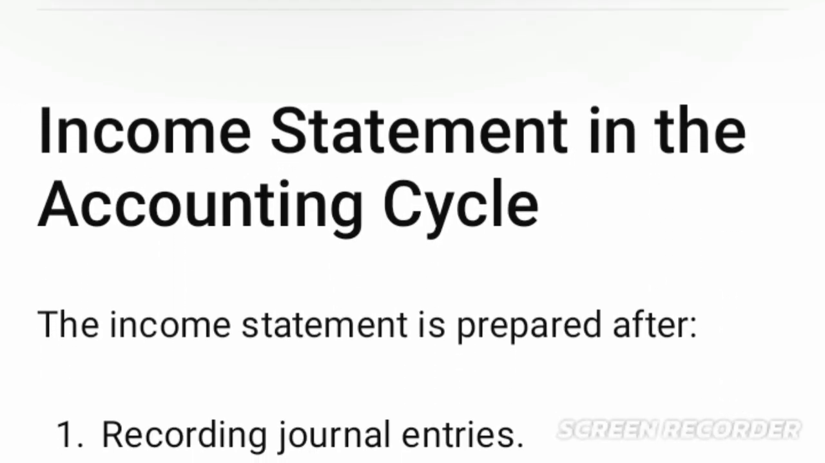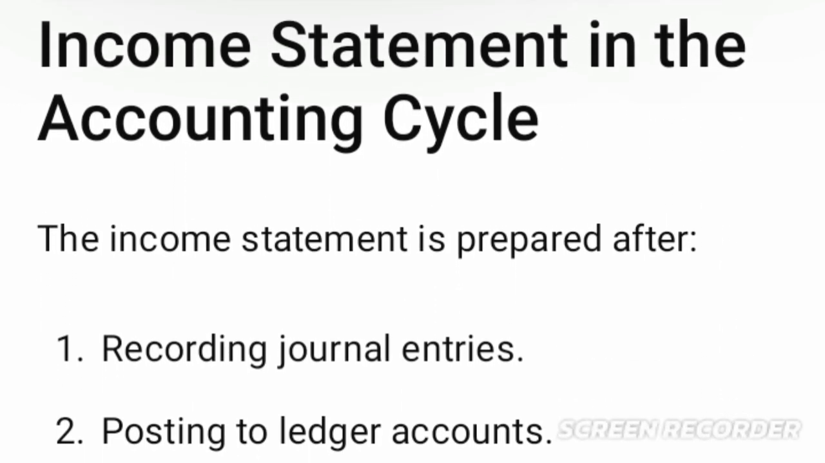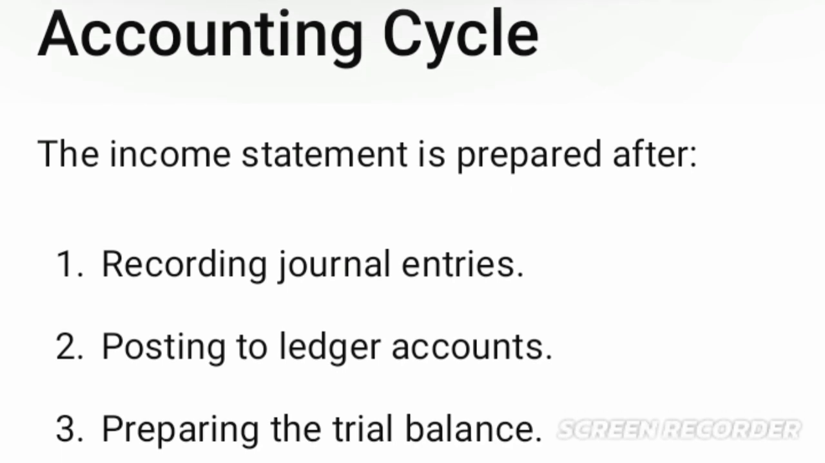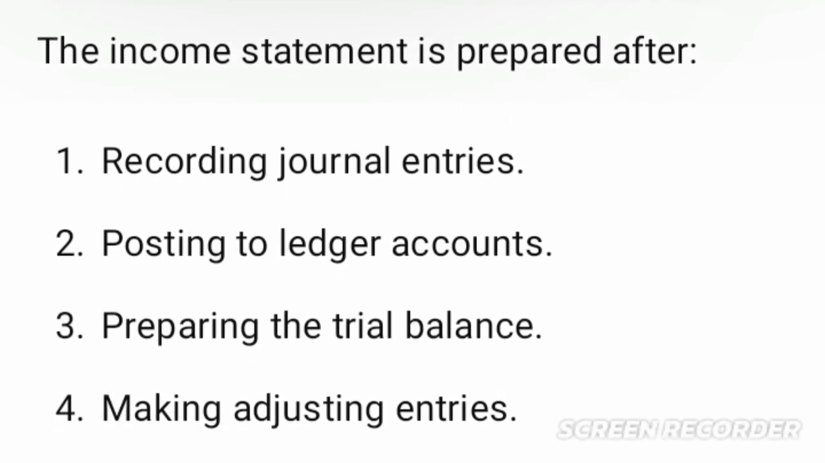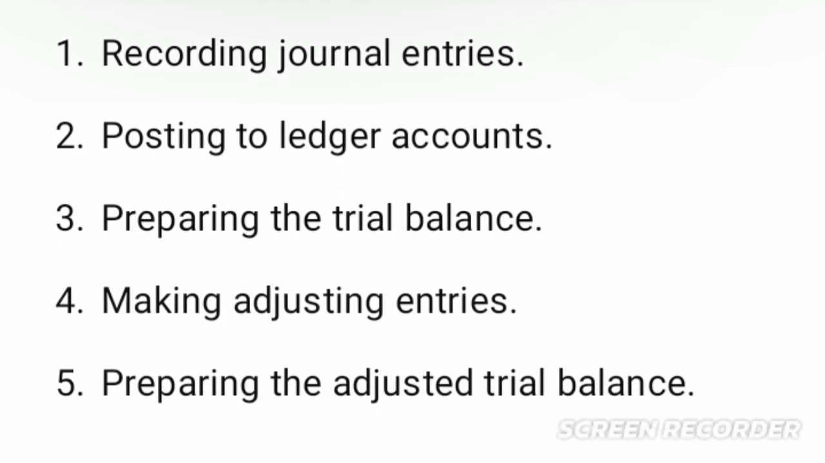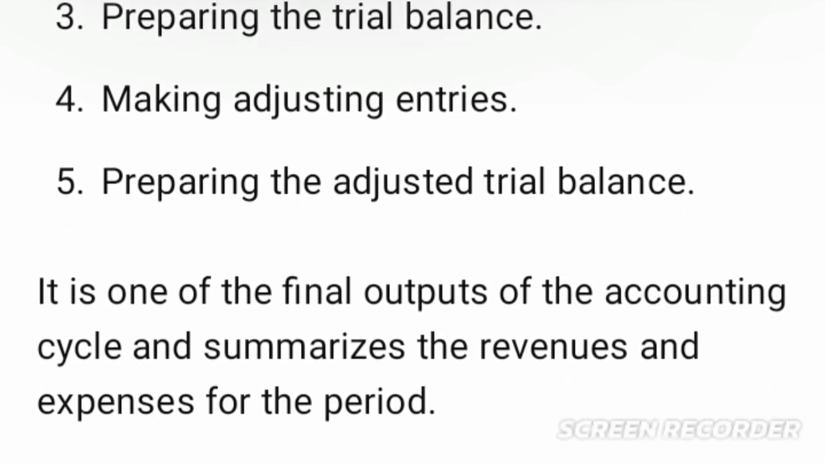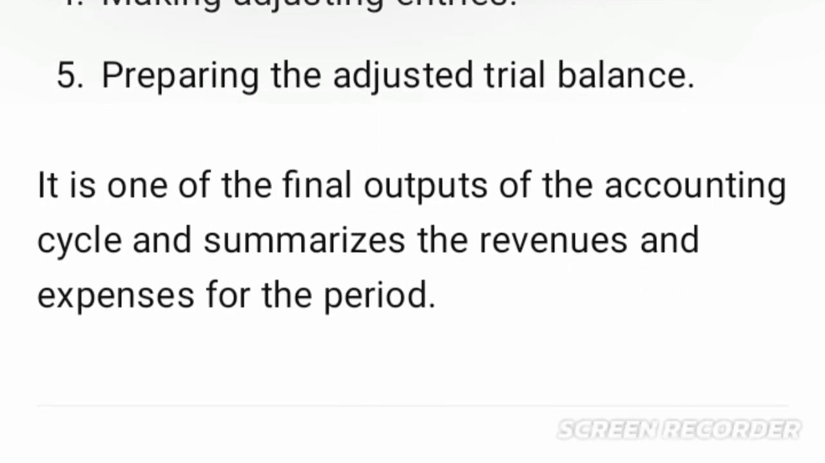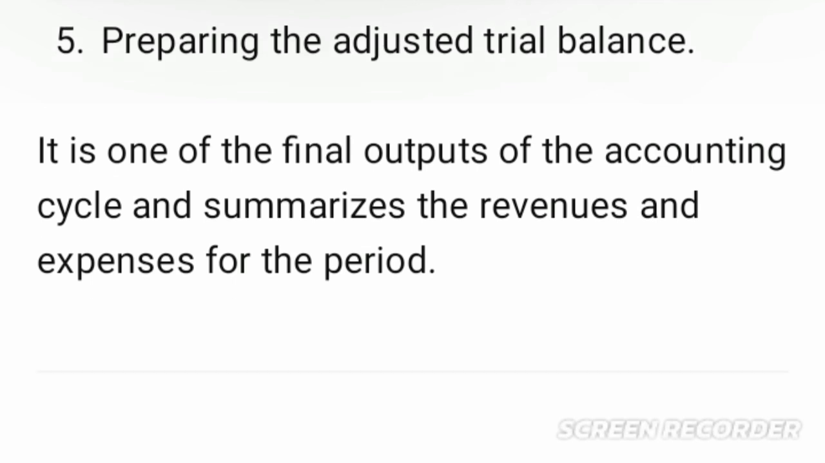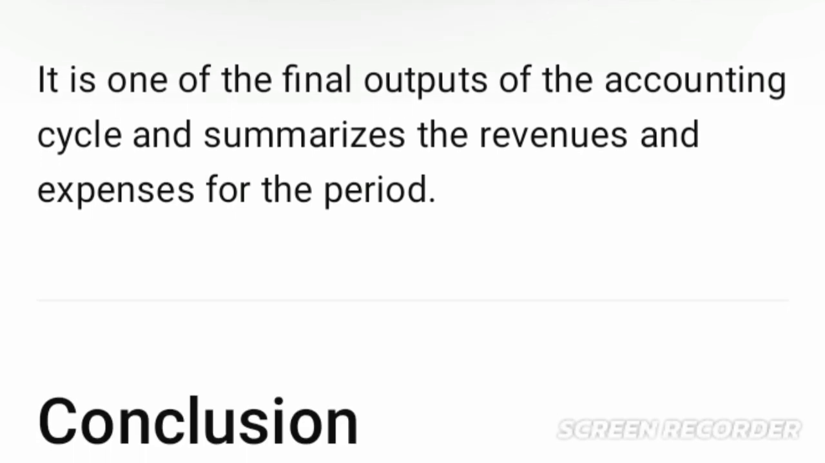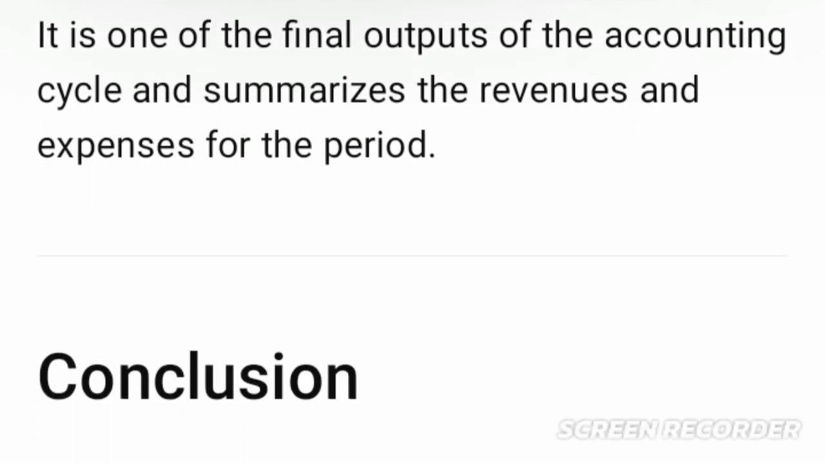Income statement in the accounting cycle. The income statement is prepared after: one, recording journal entries; two, posting to ledger accounts; three, preparing the trial balance; four, making adjusting entries; five, preparing the adjusted trial balance. It is one of the final outputs of the accounting cycle and summarises the revenues and expenses for the period.